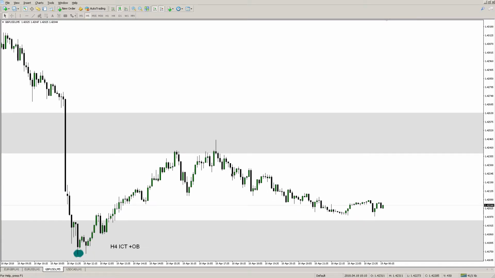High, low, lower high, lower low, retest, enter. Low, high, higher low, higher high, retest, enter. You see? So I wait for the confirmation.